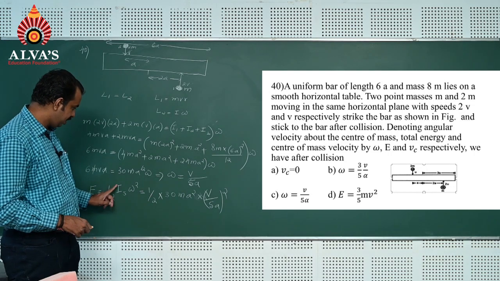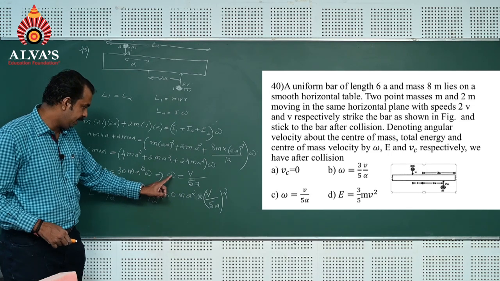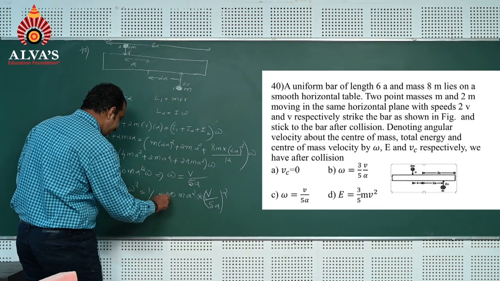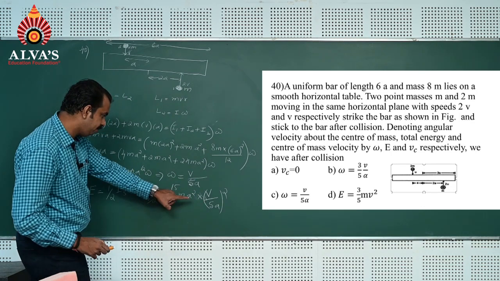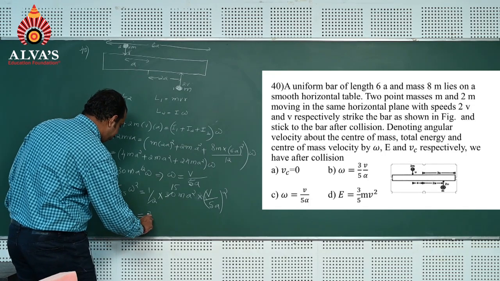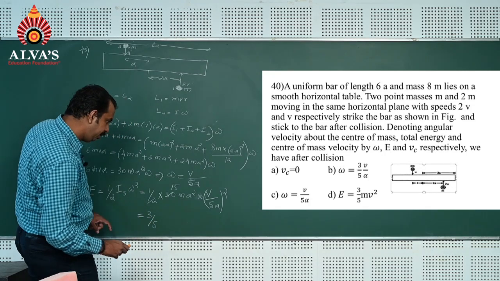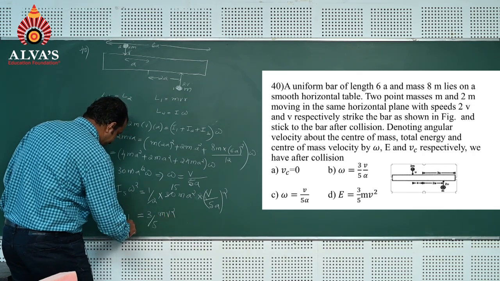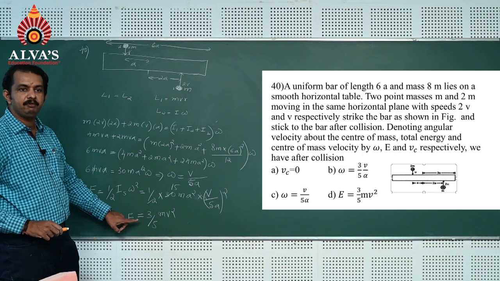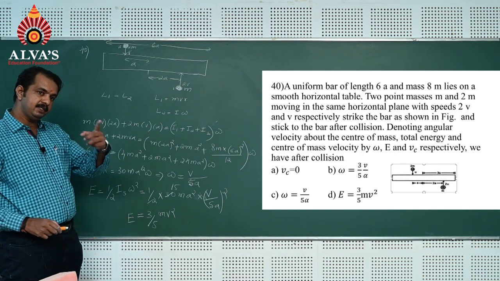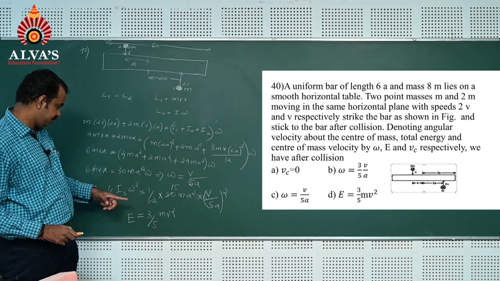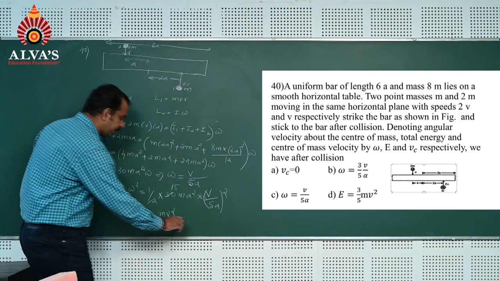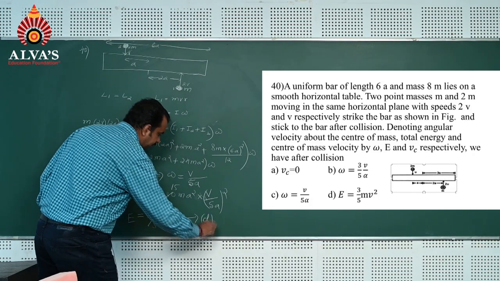It is half, I is (1/3) m a square and omega is v by 5a whole square. It is 15 times, it is 15 by 25, 15 by 25 means 3 by 5 into a square gets cancelled, into m into v square. E is equal to 3 by 5 mv square. We can see here option D matches with this answer. So D is the correct option here. D is the correct answer.